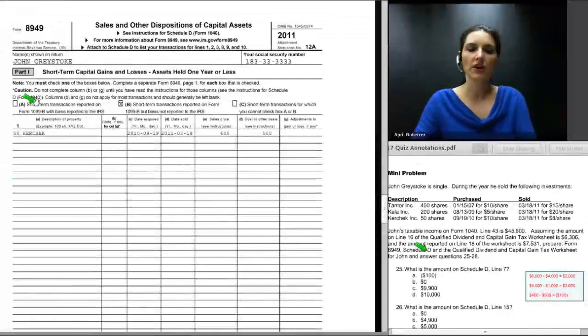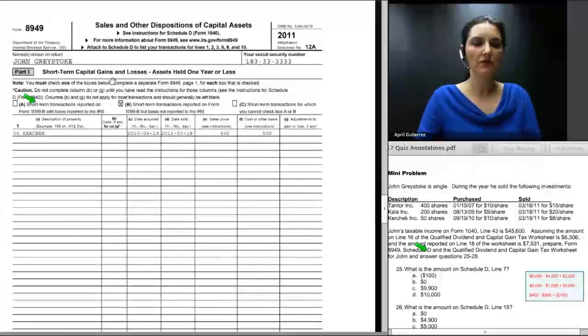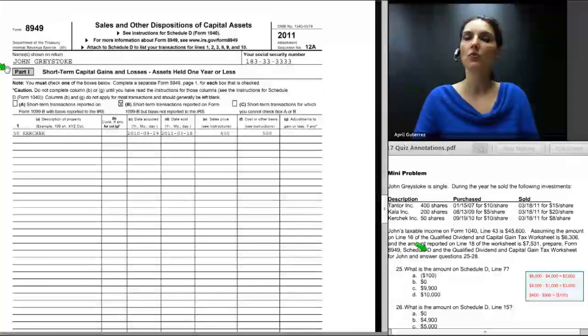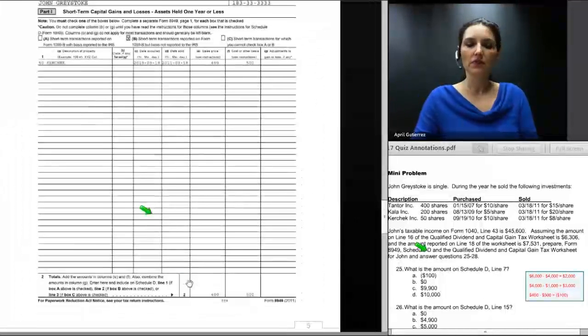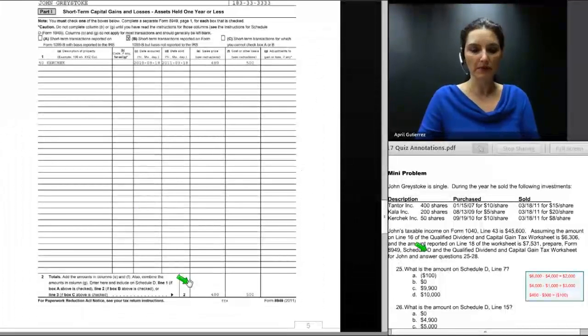And let's begin with John Greystoke's 8949, for short-term capital gains and losses. To compute this transaction, we complete Part 1 of Form 8949. Check box B. We enter a description, which is 50 Kerchak Inc. shares. We show the date acquired. We show the date sold, the sales price, and the cost. Those transaction amounts are totaled at the bottom of the page on line 2.